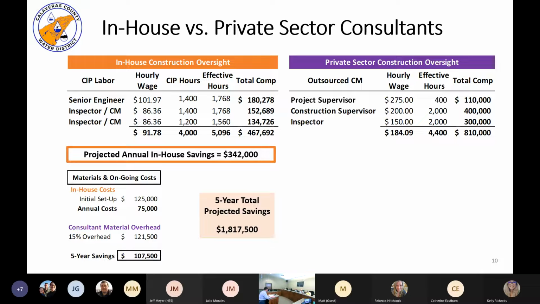And one of the other things to keep in mind too is, even if we look at the hybrid or the all-consultant model, that still means that an engineering team that is in-house will have to spend some time managing and overseeing them.